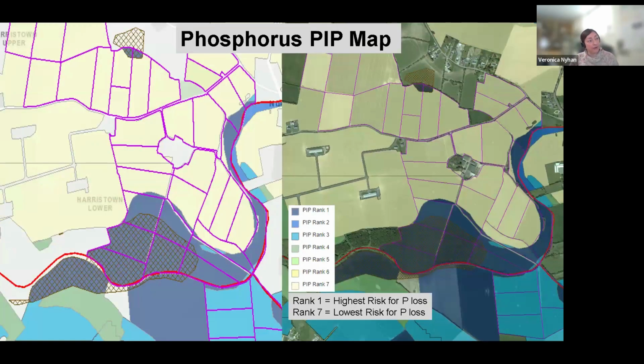Again, we have the phosphorus PIP map here, and you can see these darker colors are all high risk for phosphorus loss. This brown coloring would indicate that these soils are peaty by nature, and peats are very poor at storing phosphorus. So when applying slurry on this farm, you'd be very conscious of the fact that these soils are high risk for phosphorus runoff or phosphorus loss into a watercourse.